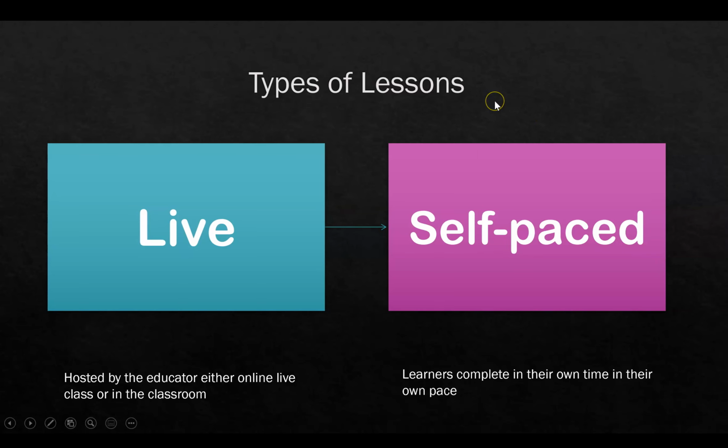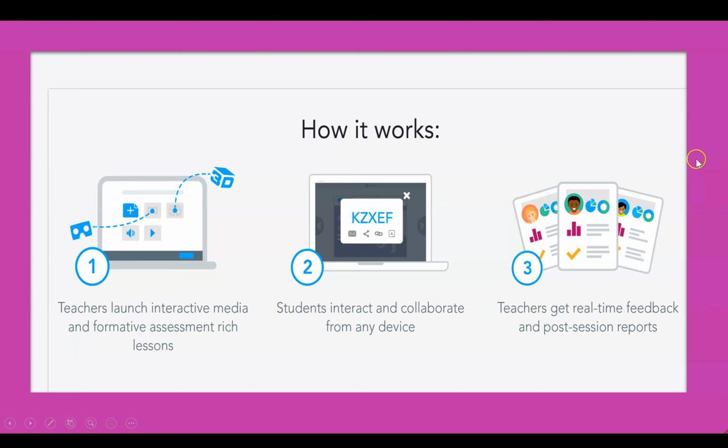As I mentioned already, there are two types of classes. There's the live class, which is hosted by the educator, either live in class or in the classroom, so either through a Teams meeting online or in the classroom, or self-paced, which learners can complete in their own time, at their own pace. So how does it work?